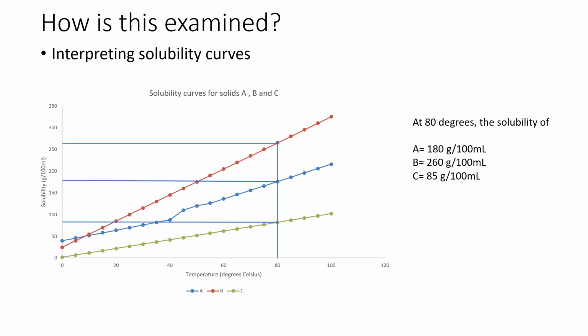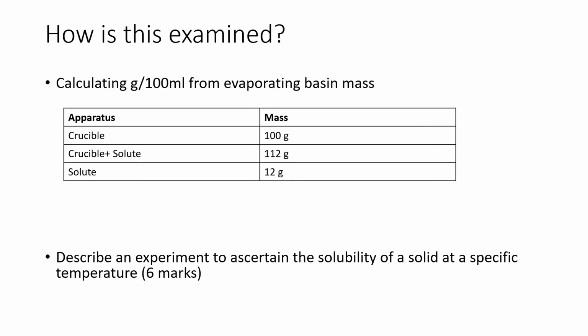So for solid C in green, we get approximately 85 grams per 100 ml. For solid A in blue, we get about 180 grams per 100 ml, and for solid B, we get about 260. A quite common question on this topic will involve you undertaking some simple maths to figure out how much solute is dissolved in a solution.